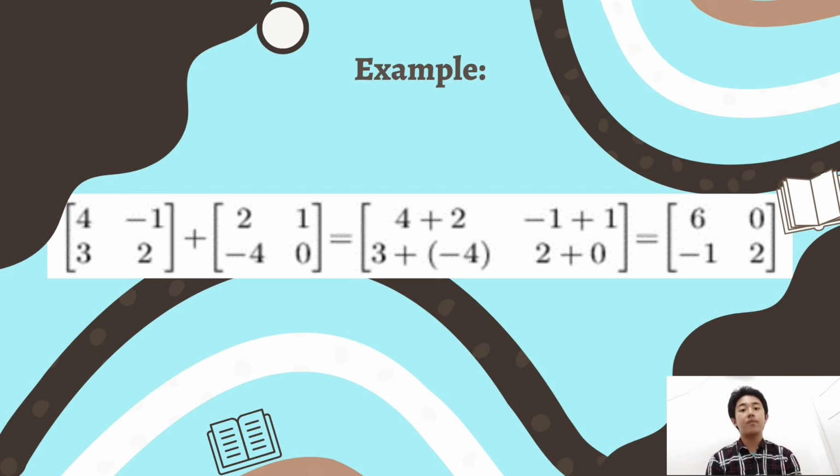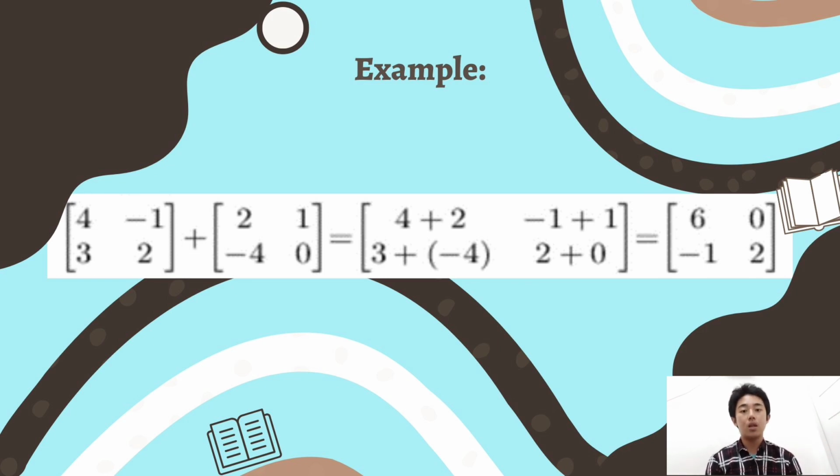So here, the first matrix is 4, -1, 3, and 2, plus 2, 1, -4, and 0. What we're going to do is add the values in the same row and the same column: 4 plus 2, -1 plus 1, 3 plus -4, 2 plus 0. That's easy, right? 4 plus 2 equals 6, -1 plus 1 equals 0. So we write in the first row 6 and 0. In the second row, 3 plus -4 gives us -1.